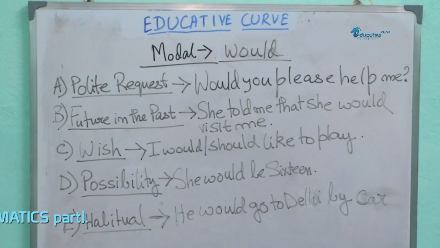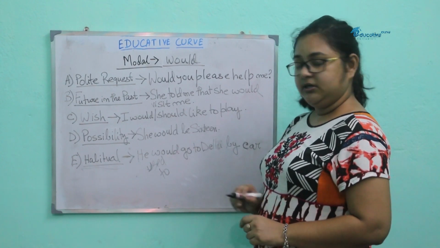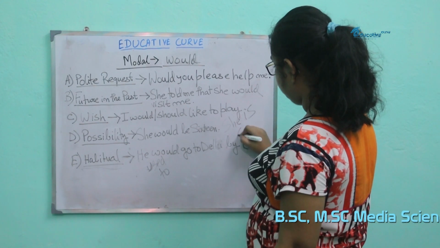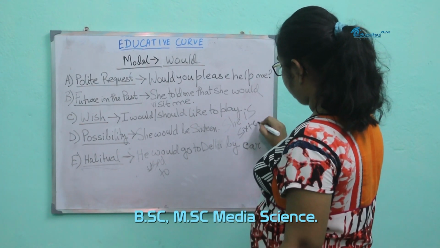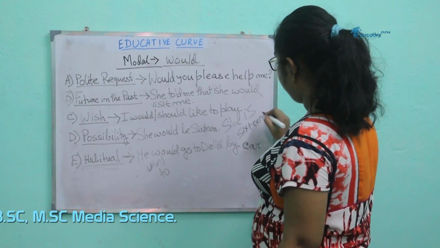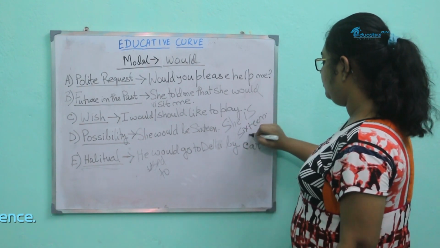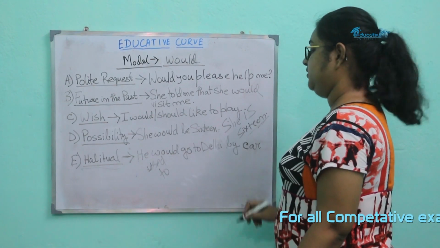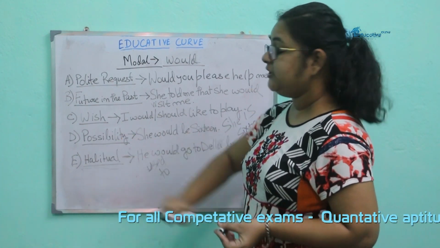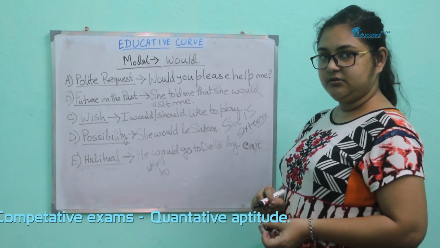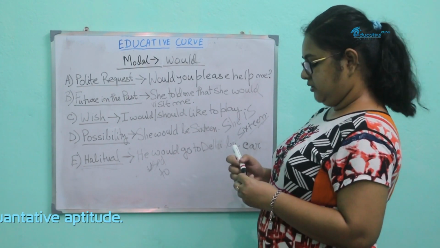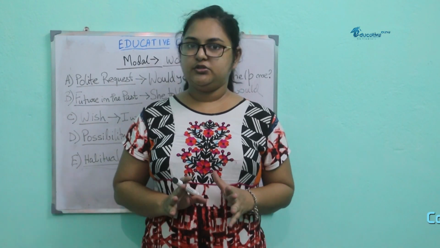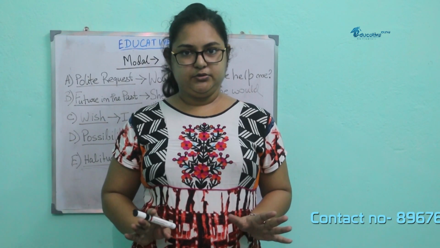Now possibility. She would be 16. Now if I write she is 16, that means that she is already 16. But when I say she would be 16, it means that there is a possibility that she is going to turn 16. Now that is it for used to and would. So this is my video tutorial today about would and used to.